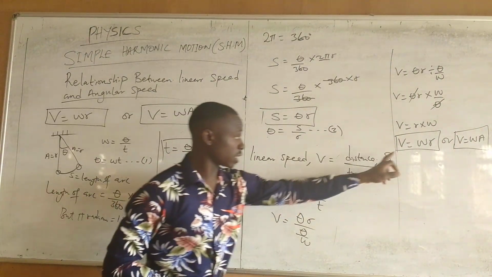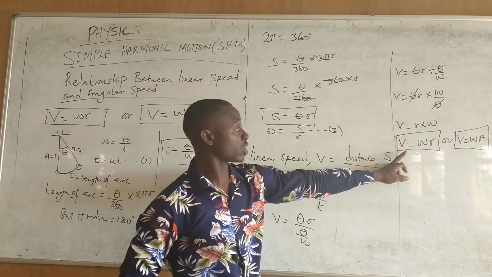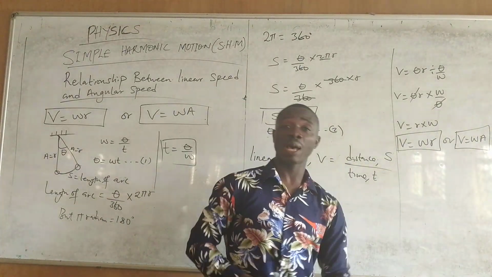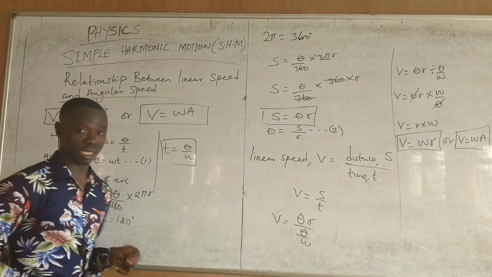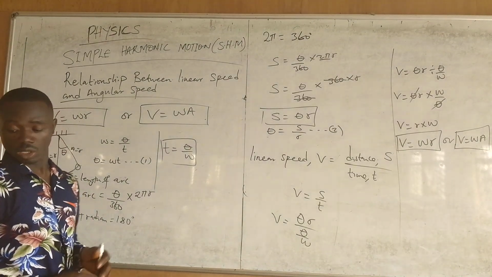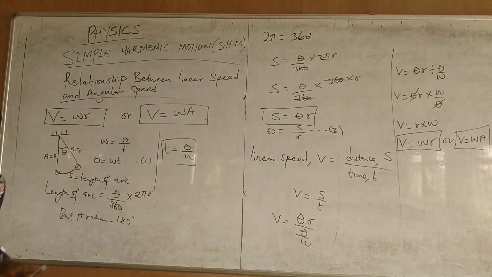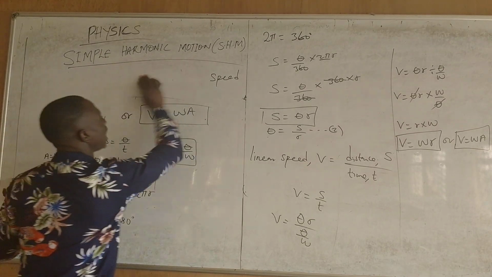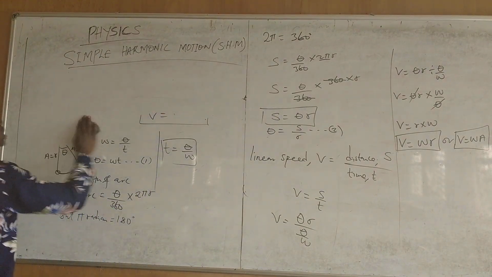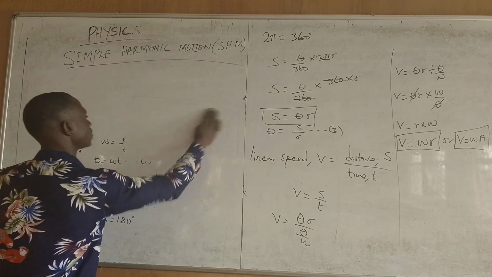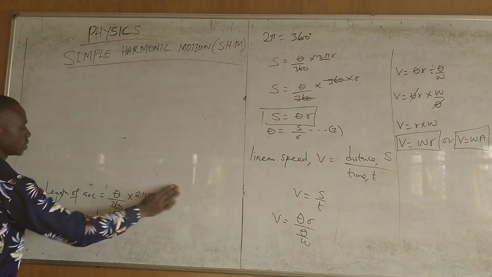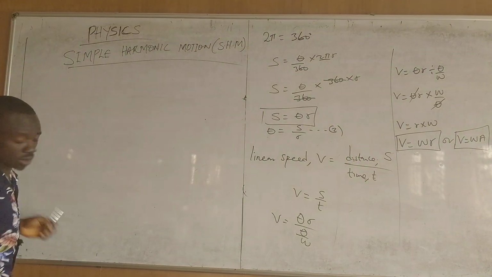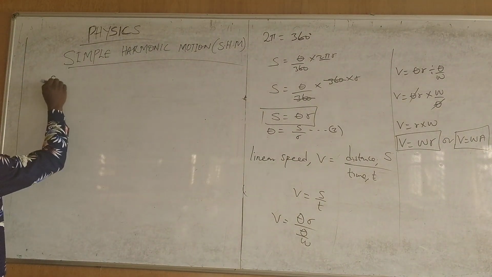Then please don't forget again that linear speed is measured in meters per second. Angular speed is measured in radians per second, while amplitude is measured in meters. Okay. So from here, I think we can solve another problem, another example. Let's solve another example. Example.